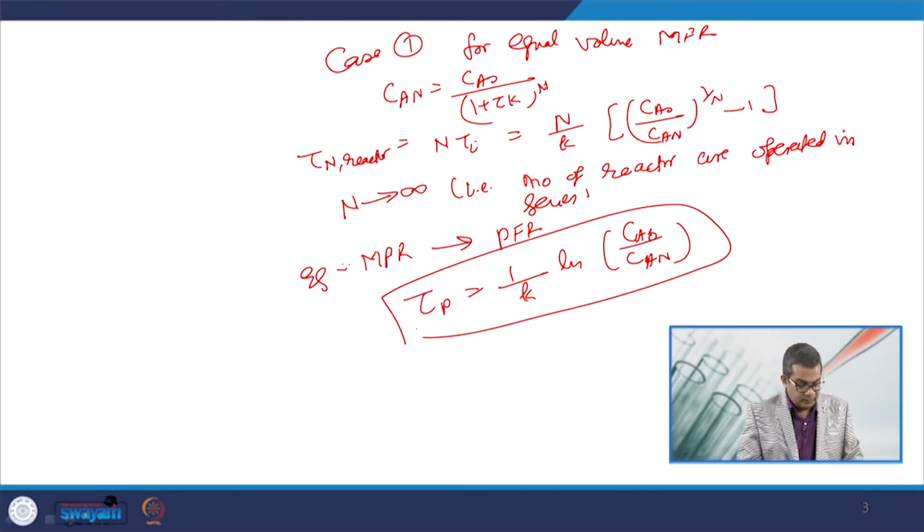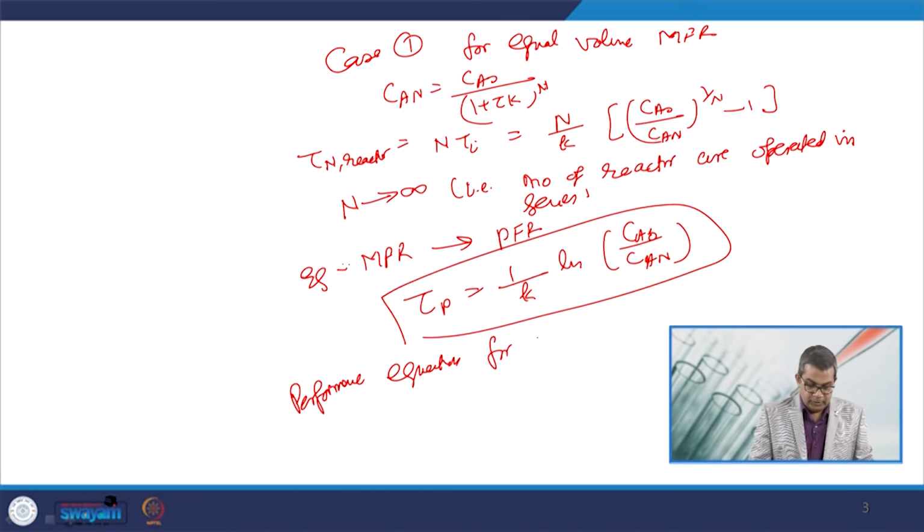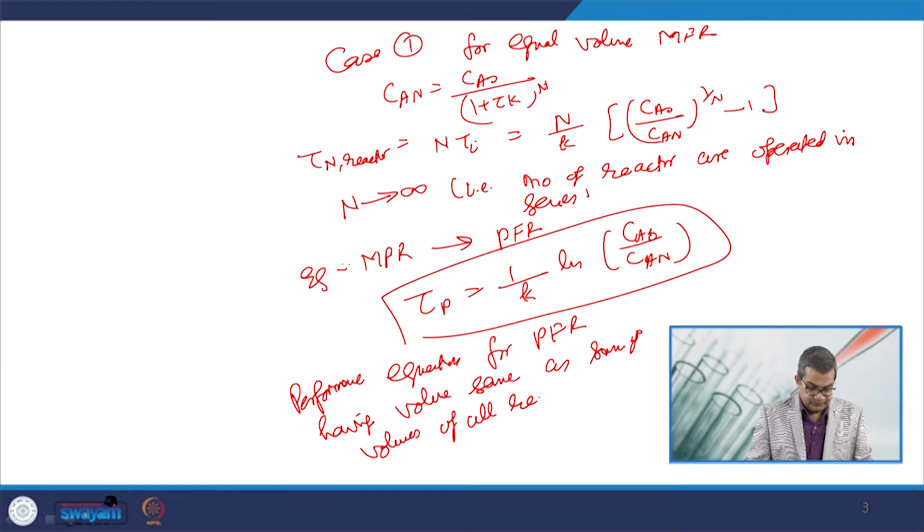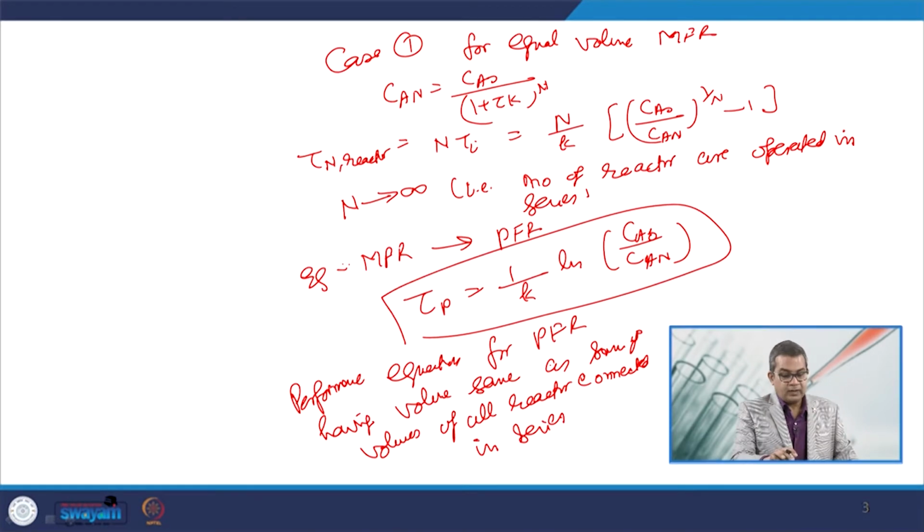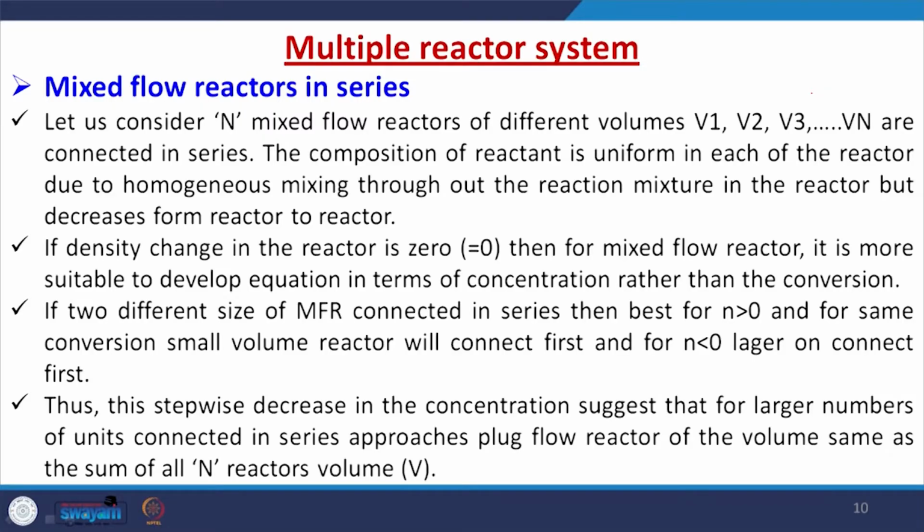So this is the performance equation for a PFR having volume the same as the sum of volumes of all reactors connected in series. By this way we can generate the performance equation, which is equally applicable for various systems.